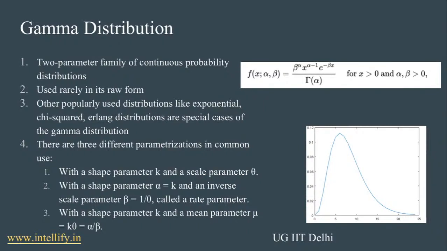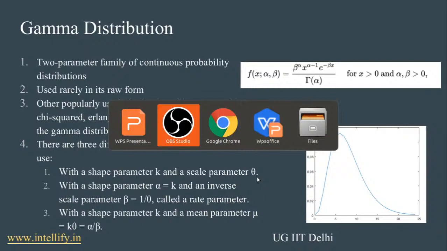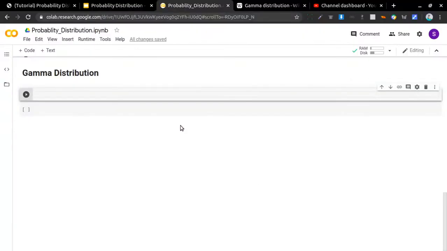If you see the graph of the gamma distribution, you can see how the graph is plotted. We will try to plot the same graph in our code section also. So let's move on to the code. For this video lecture also I am using Colab.